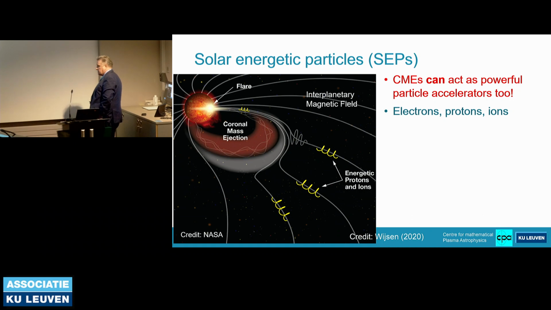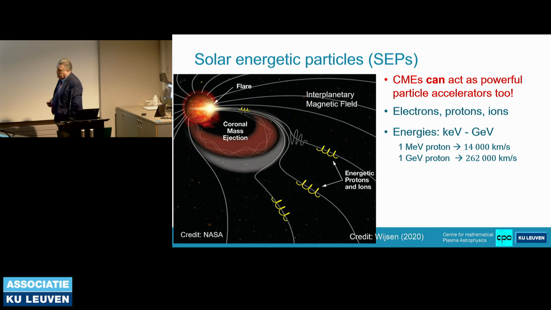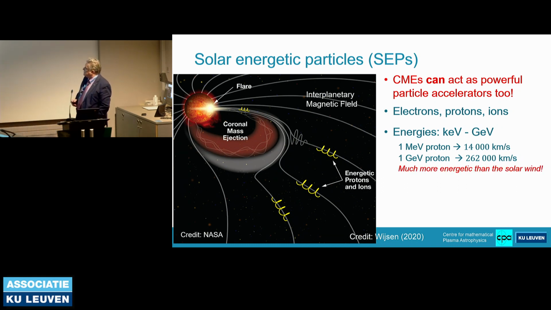Of course, it's very hot plasma in the corona, so there are electrons, protons, and heavier ions, and they have much higher energies than the background solar wind, from kilo electron volt to giga electron volt. A 1 mega electron volt proton travels at 14,000 kilometers per second, while a giga electron volt proton travels almost at the speed of light, so a huge difference, much more energetic than the background solar wind particles.